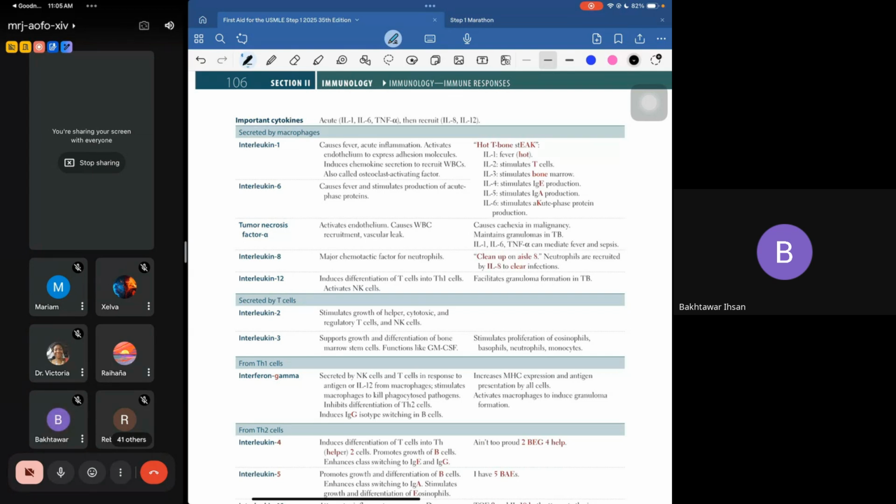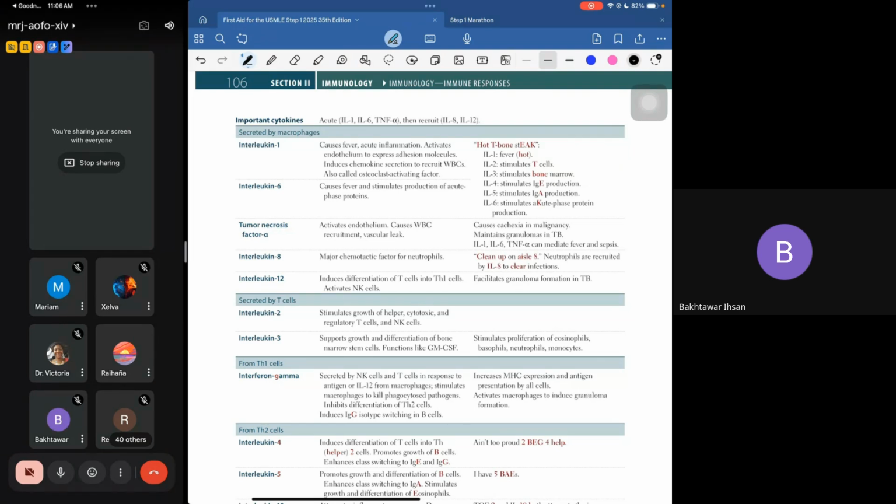So basically, interleukins are cytokines. Interleukins are the proteins that are produced by white blood cells, by leukocytes. And what is their function? They are secreted by one and they act on the other one. Is that clear? Thank you. You're welcome.